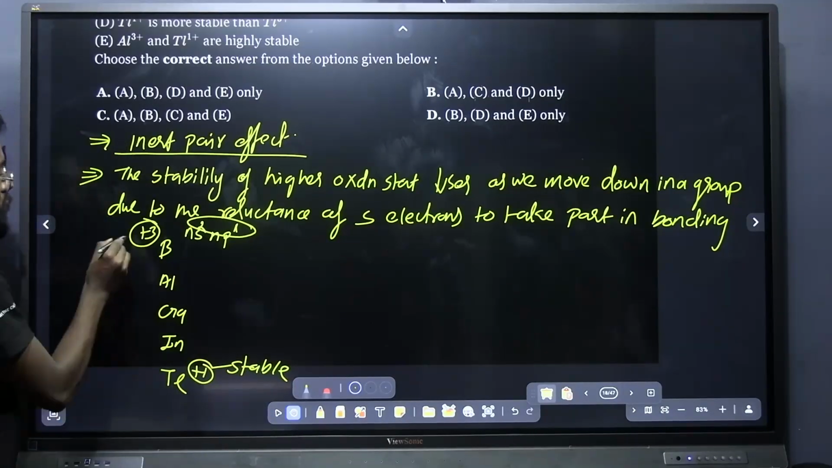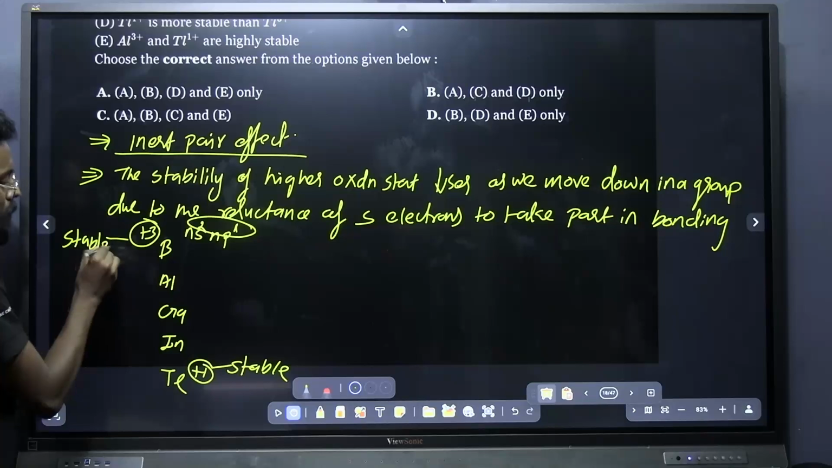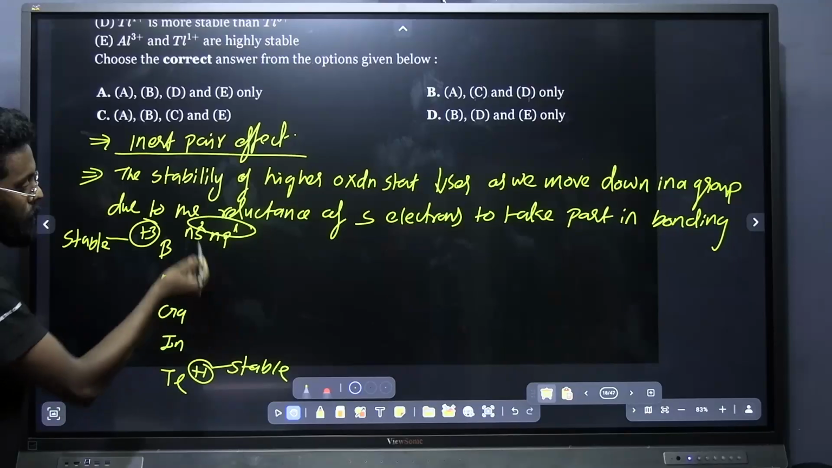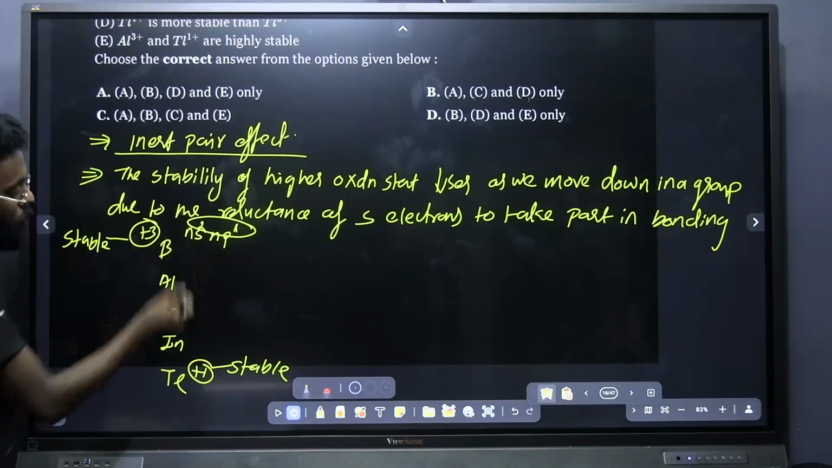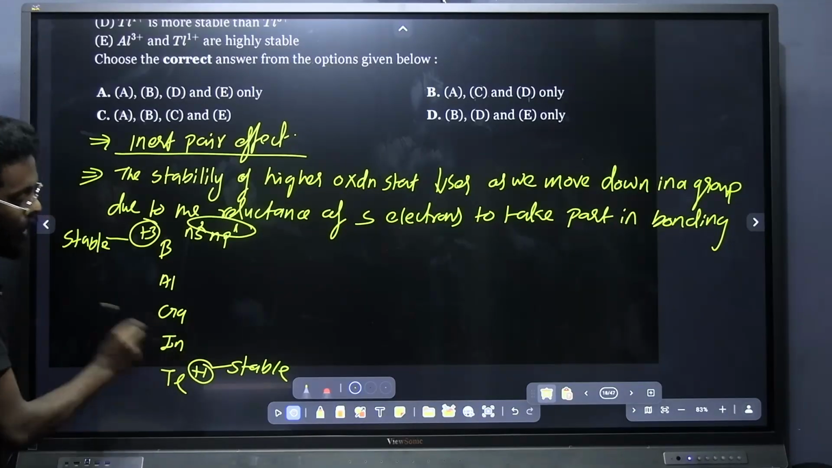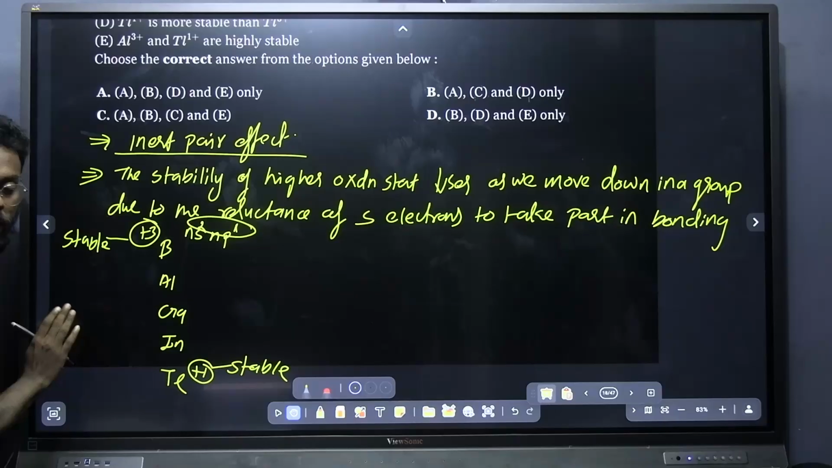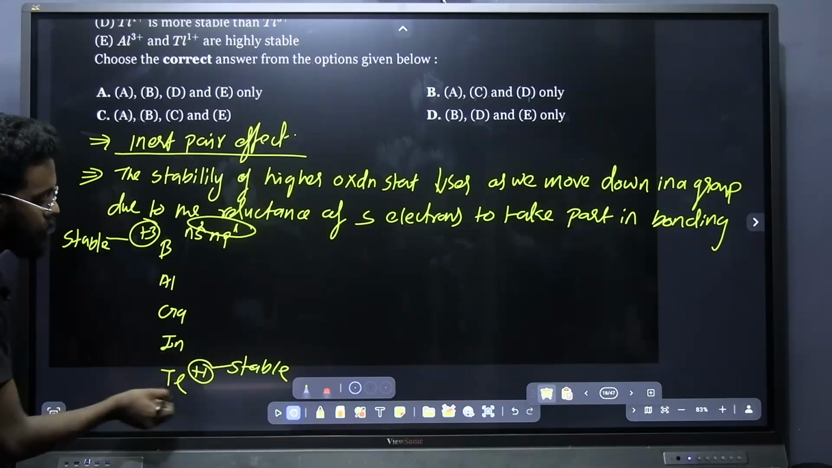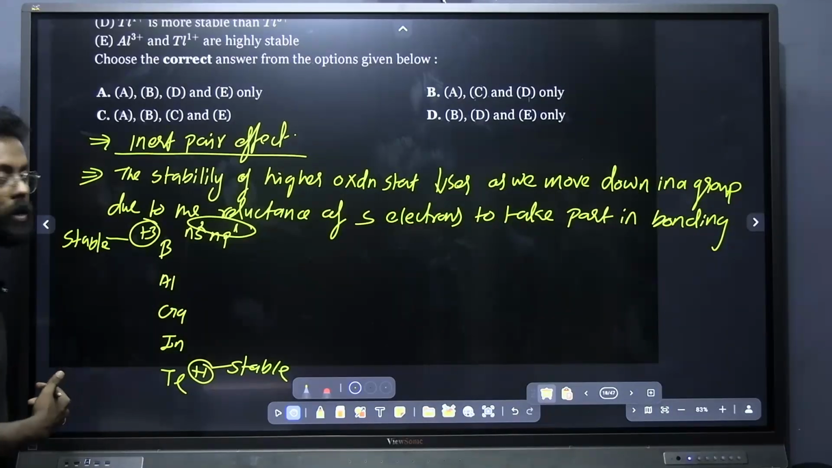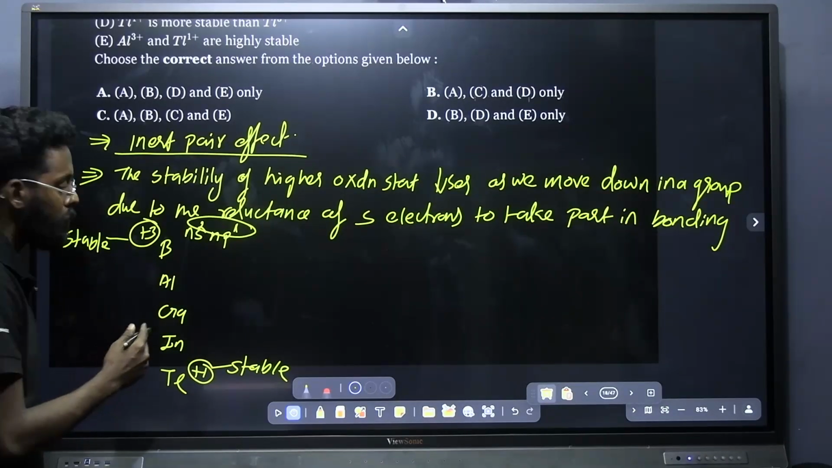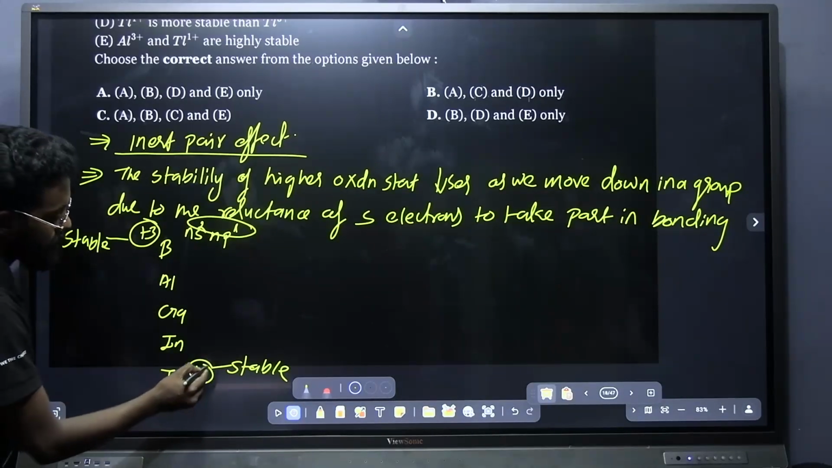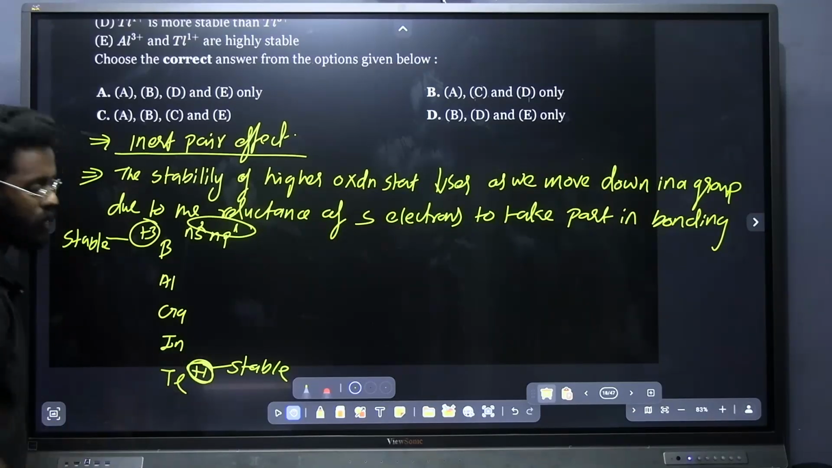The plus 1 oxidation state only will be stable. Why? As we go down, the s orbital electrons won't take part in the reaction, because the s orbital will be more tightly held to the nucleus due to the shielding effect of d and f block elements, particularly d block elements. In thallium you can see there is a d block element. Due to the d block element, s orbital electrons will be closer to the nucleus. Because of that we get only the plus 1 oxidation state as the stable one.